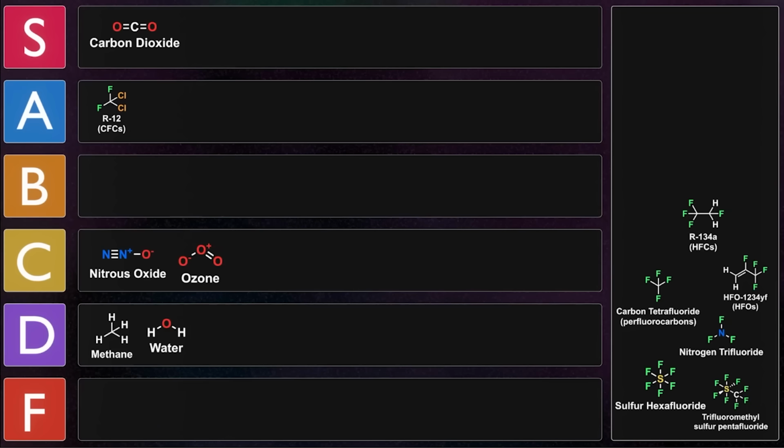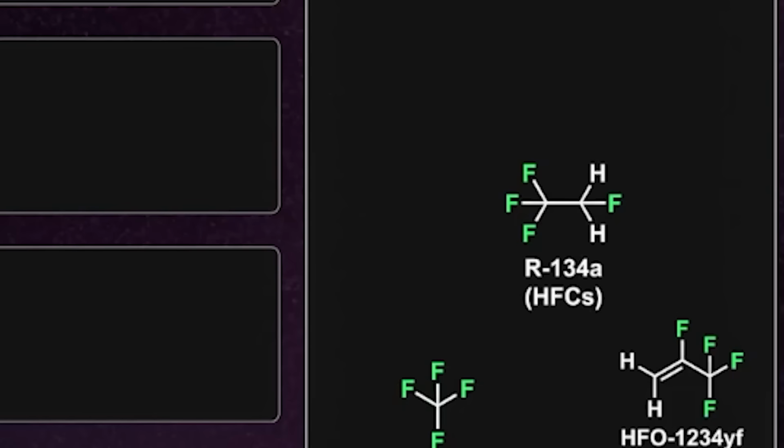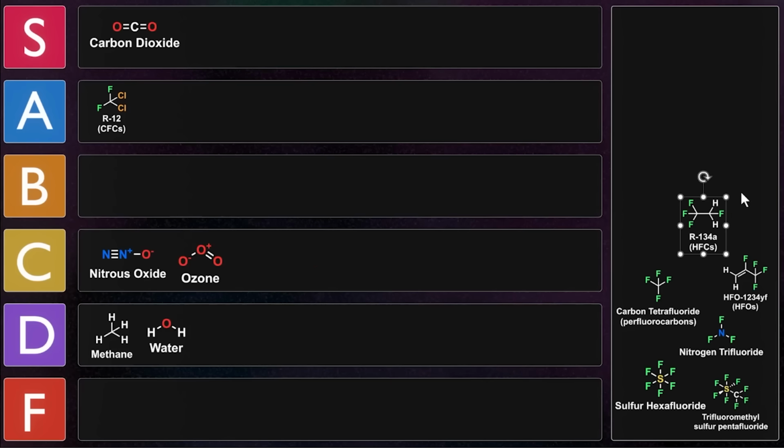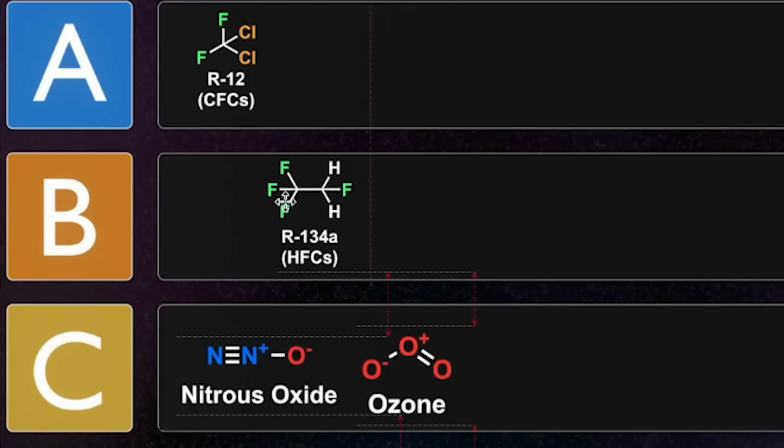Because of the concerns related to it, R134a, 1,1,1,2-tetrafluoroethane, a hydrofluorocarbon, emerged as a substitute for R12. While R134a addressed the issue of ozone depletion, it has a high global warming potential of 1530, contributing significantly to climate change. It's not as bad as R12, so we can put it into B tier.